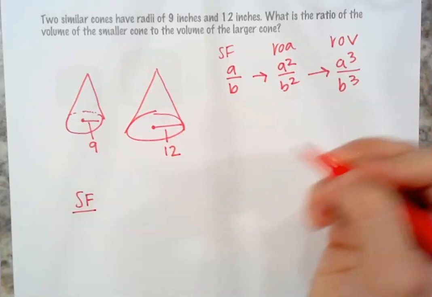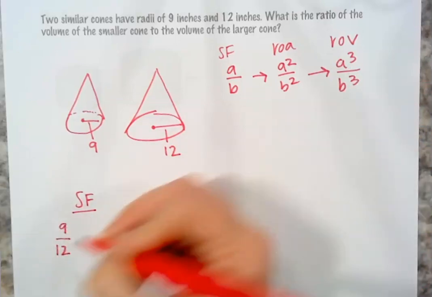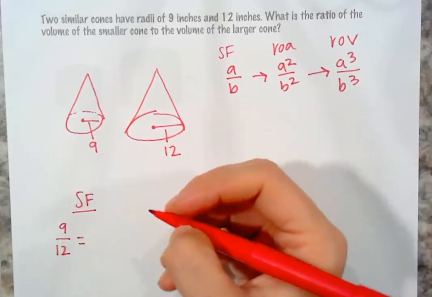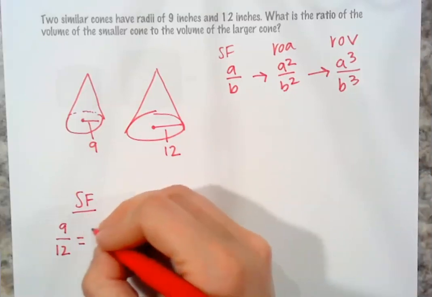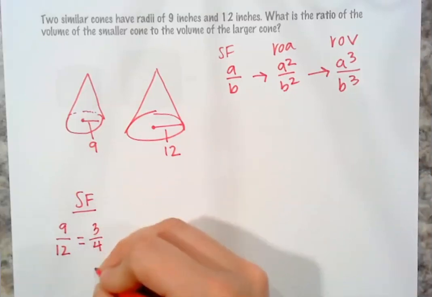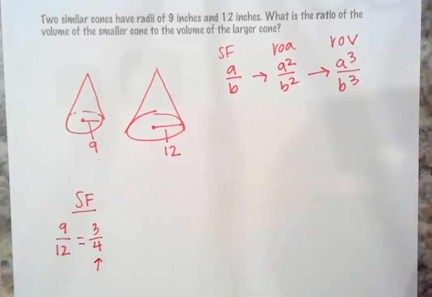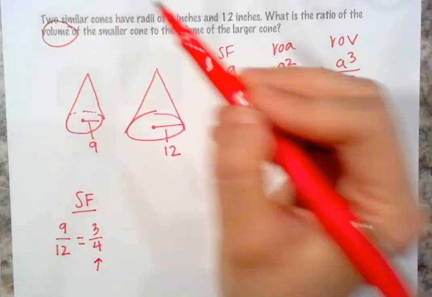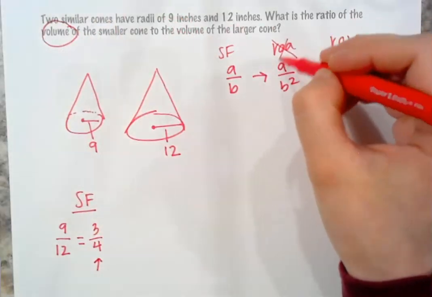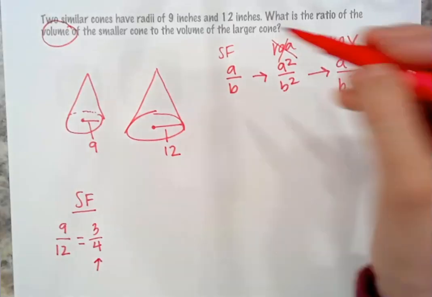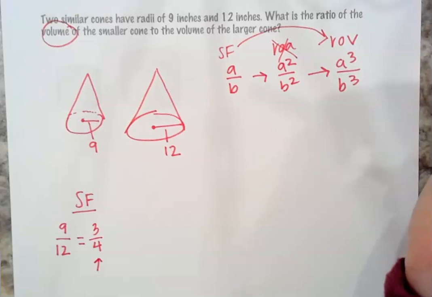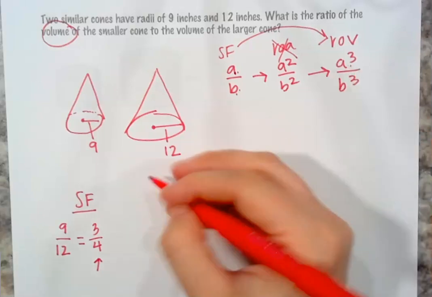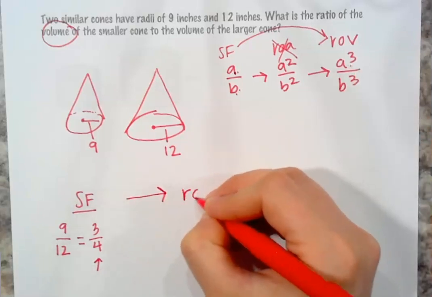So our scale factor would be 9 over 12. Again, save yourself a headache in a little bit and reduce, okay? So I'm reducing because 3 goes into both of these, so it would be 3/4. So this is my scale factor, 3/4. And now we want to find what is the ratio of the volume. So we can go right past the ratio of our areas and jump right to the ratio of our volumes. Because look, all I have to do to my scale factor is cube it. So from here, go to the ratio of our volumes.